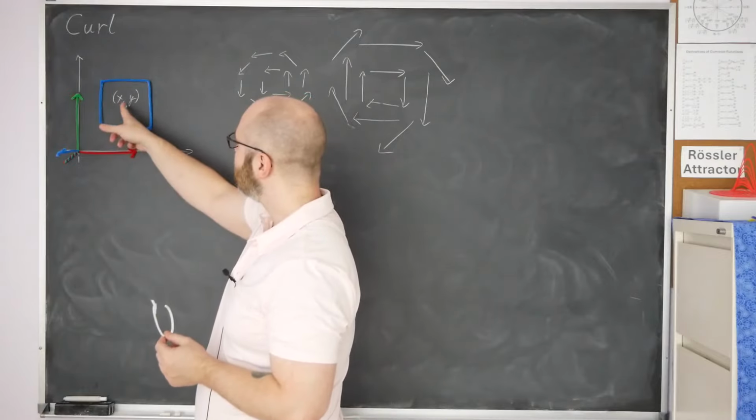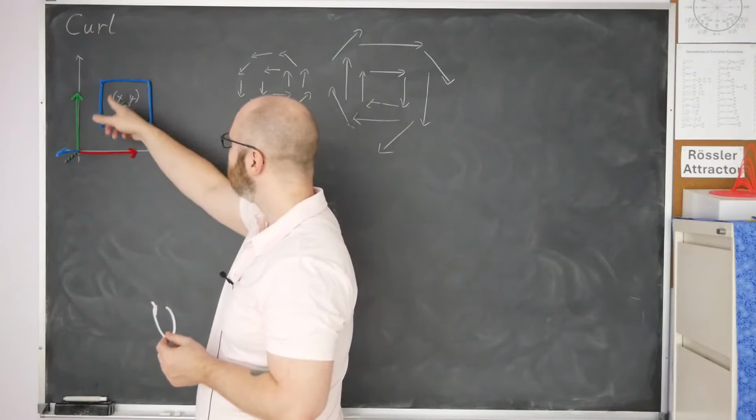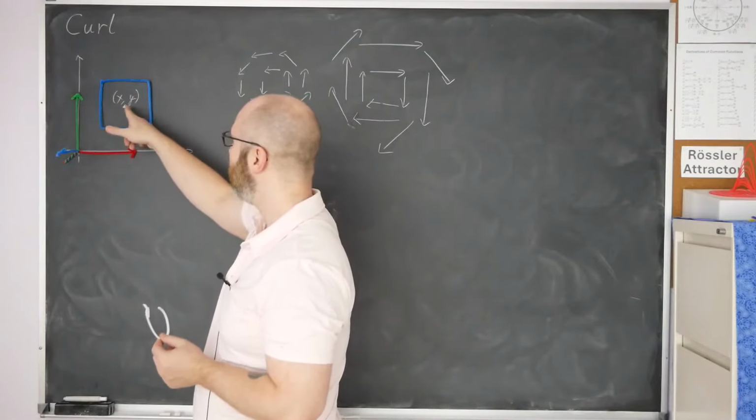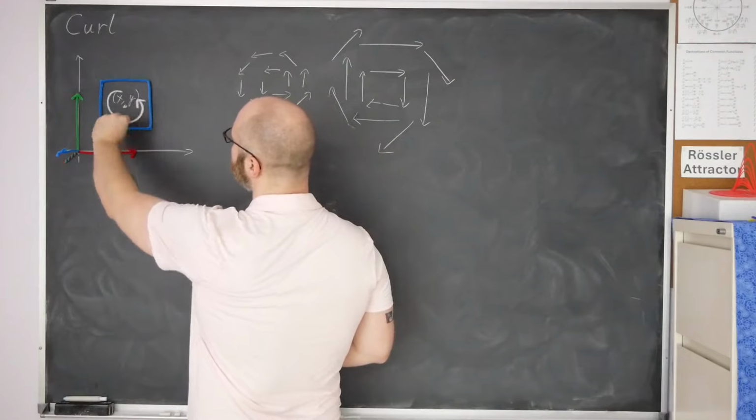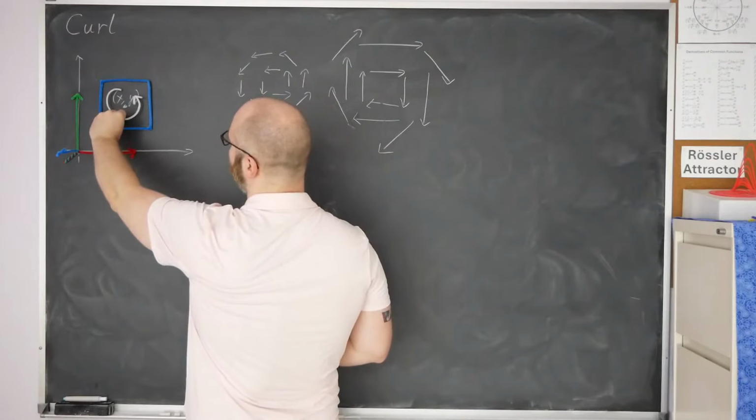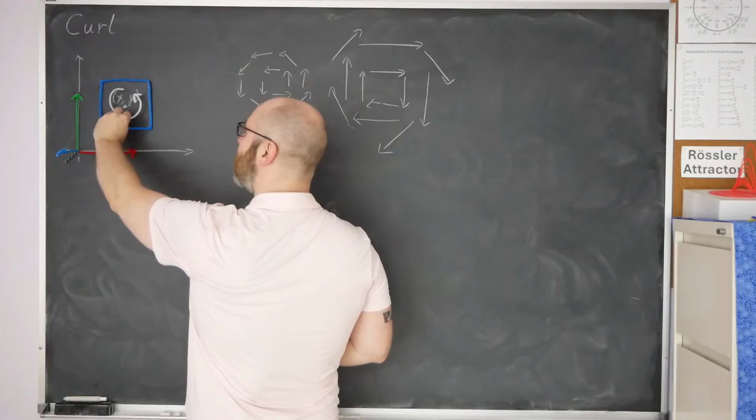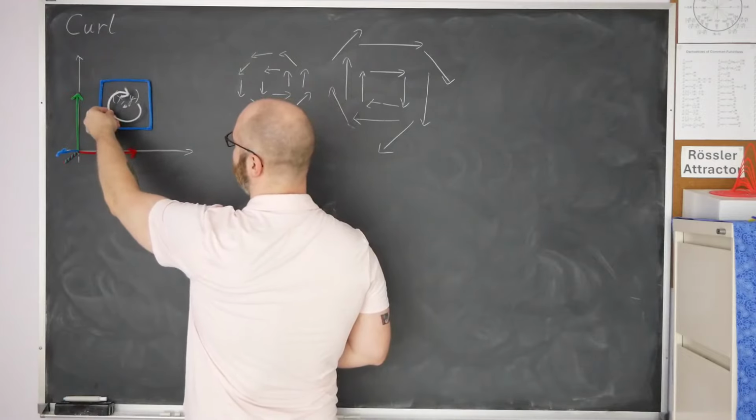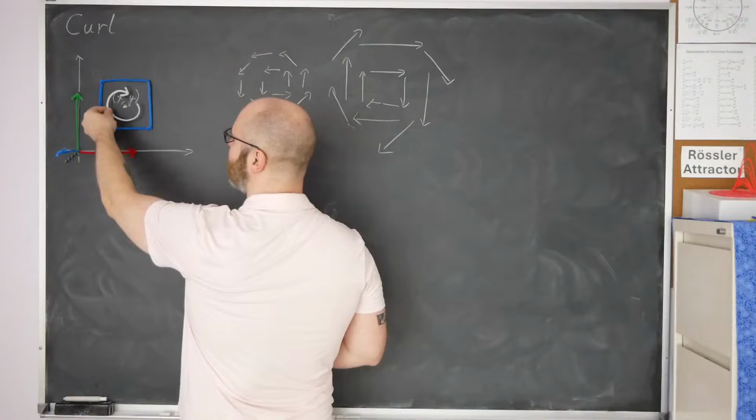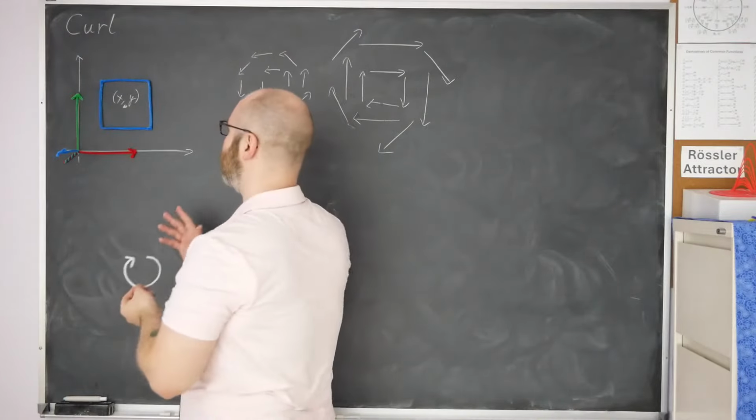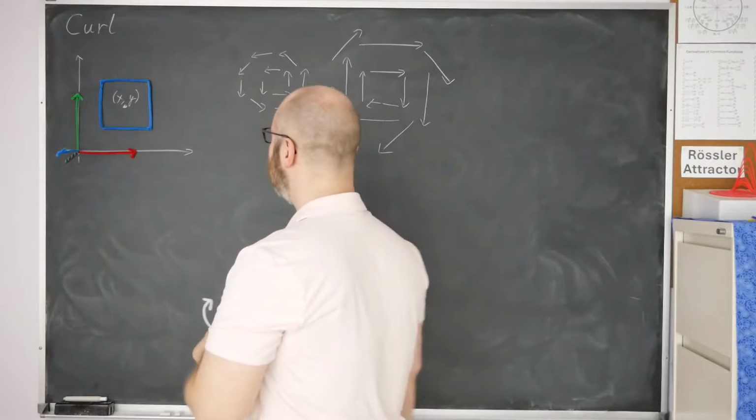If it looks like the vectors are rotating around this point x, y in the anti-clockwise direction, like that, then it's going to have a positive curl component. If it's rotating in the clockwise direction, it's going to have a negative curl component. That's going to follow the right-hand rule, which I'll show in just a moment. And then sometimes there's zero rotation, so it ends up with 0 for the curl.